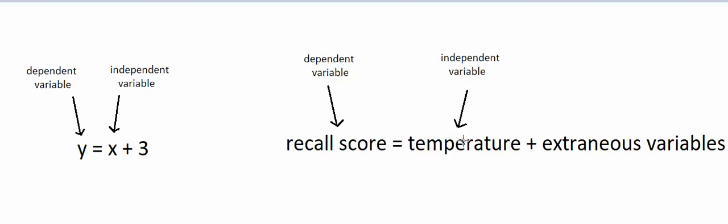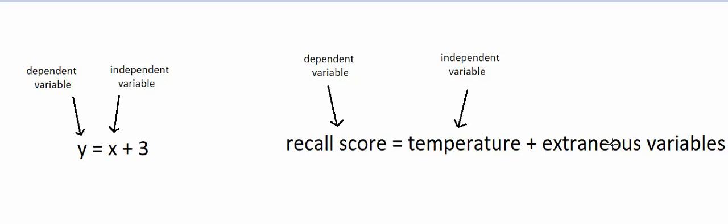So imagine that I decide to test someone at 60 degrees. Well then, I would plug in 60 degrees into here, into this equation, and I would get a recall score. And let me explain what I mean by extraneous variables. So extraneous variables are variables that aren't being studied in the experiment. So if I was looking at the effect of temperature on memory, and I had a hot room and a cold room, extraneous variables would be anything other than temperature, anything other than what I'm studying, that would affect recall scores.